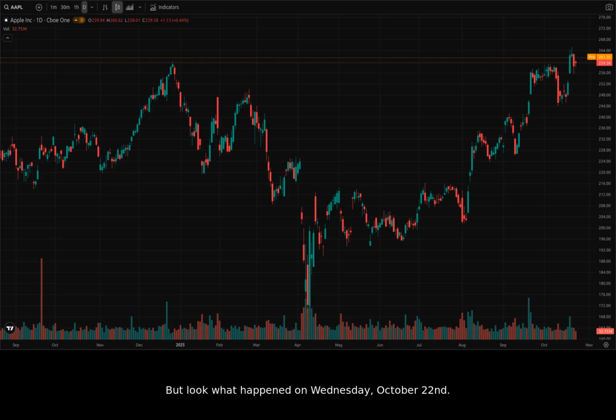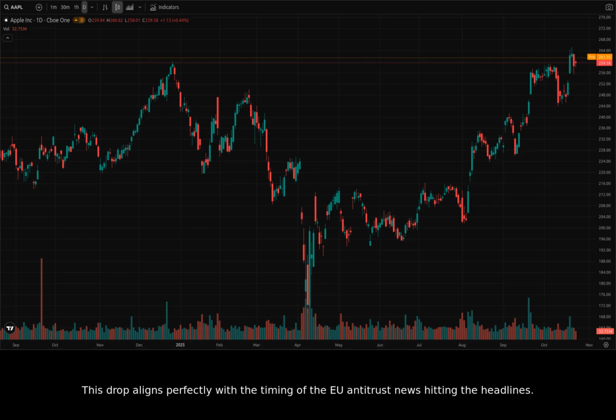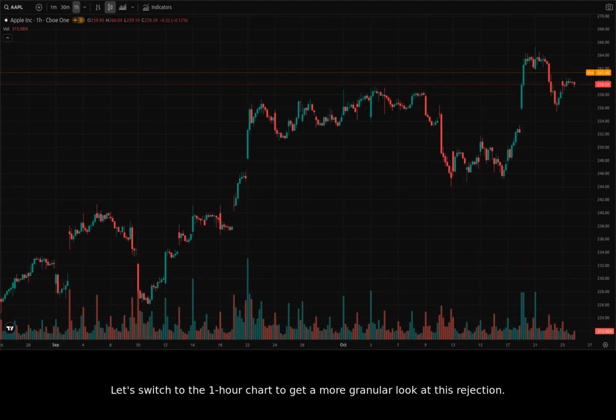But look what happened on Wednesday, October 22nd. We saw a dramatic reversal, with the price opening near the highs, but closing down over 1.6%, wiping out the previous day's gains. This drop aligns perfectly with the timing of the EU antitrust news hitting the headlines. Let's switch to the 1-hour chart to get a more granular look at this rejection.